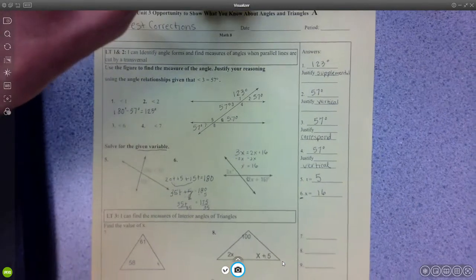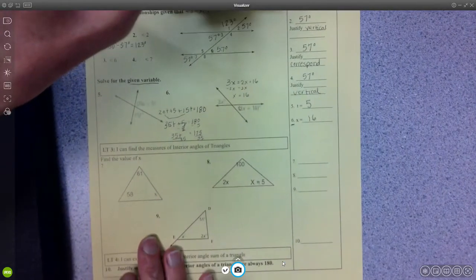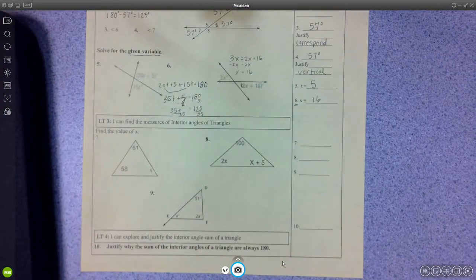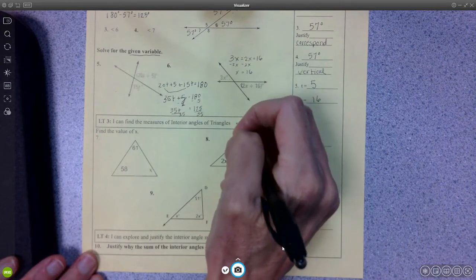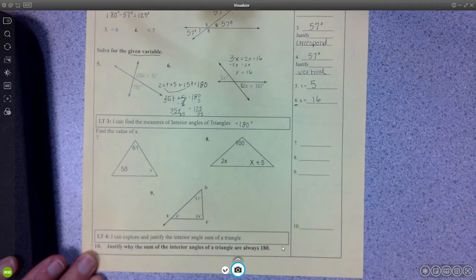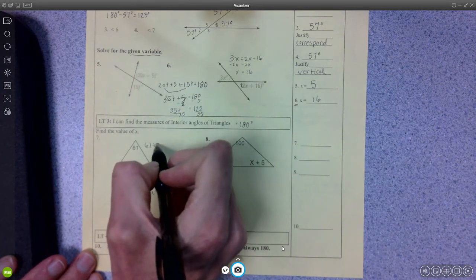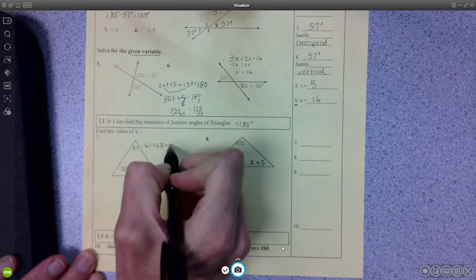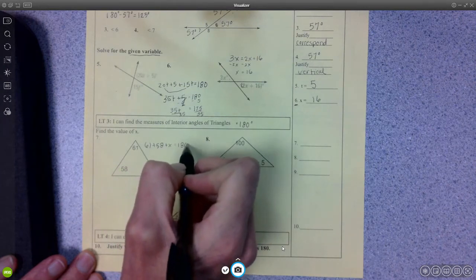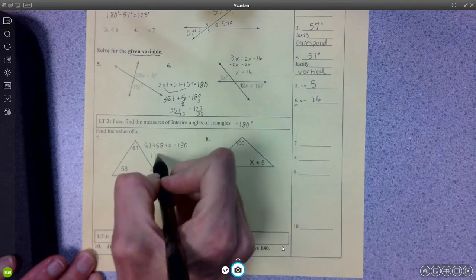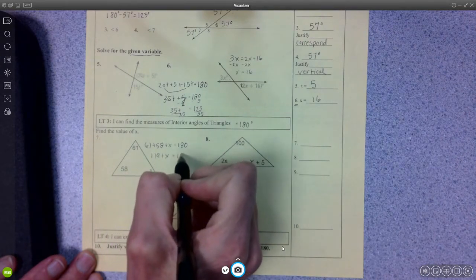Okay, learning target 3. Really did a good job with this one. The only thing was just maybe some math mistakes. I can find the measures of interior angles of triangles. They equal 180 degrees. So 61 plus 58 plus x is going to be 180. You're just going to combine your 61 plus 58, and you're going to get 119 plus x equals 180.